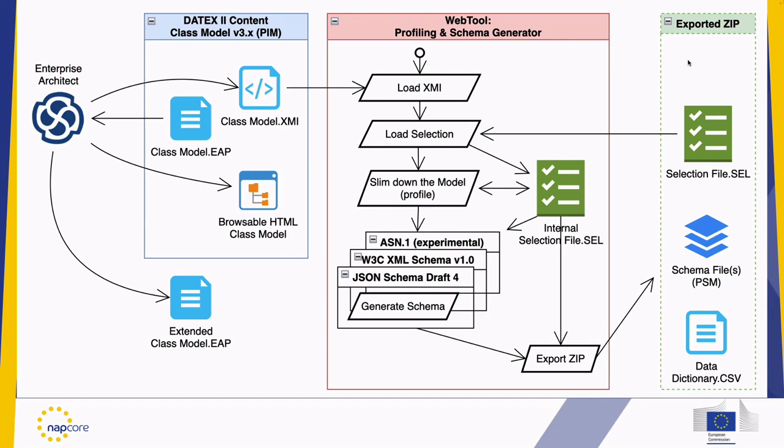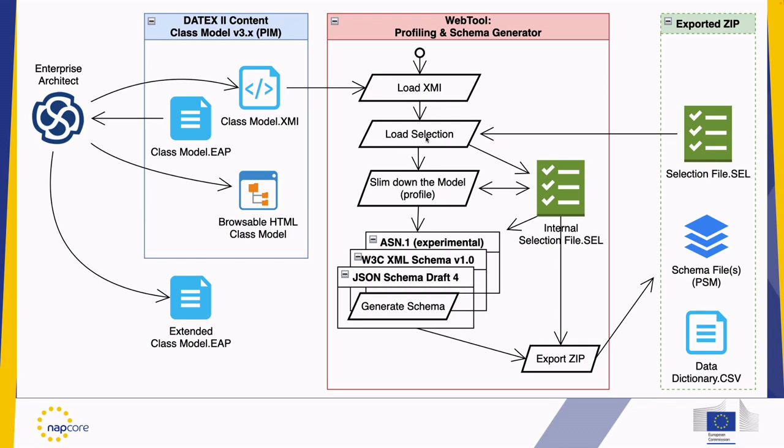On the other side, we will expect to get a schema file, and it might also come with other files like a data dictionary, CSV files, and a selection file. We will come to that. The process of profiling and schema generating is as follows. Initially, it loads the relevant class model XML file. The file is remembered, and then it loads a selection file.